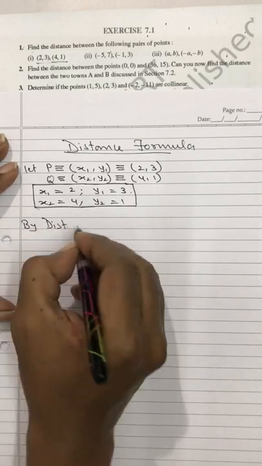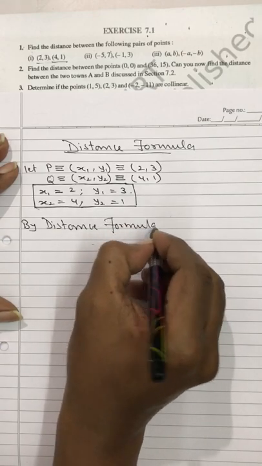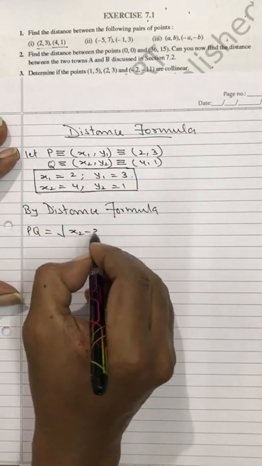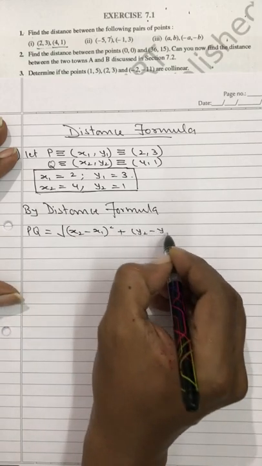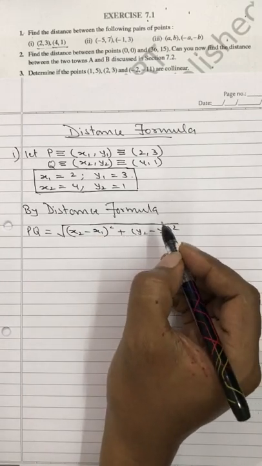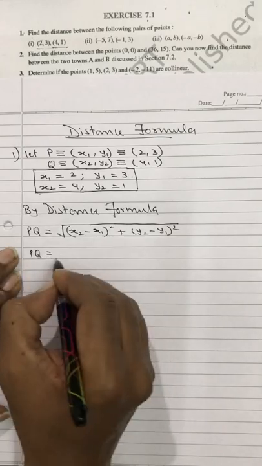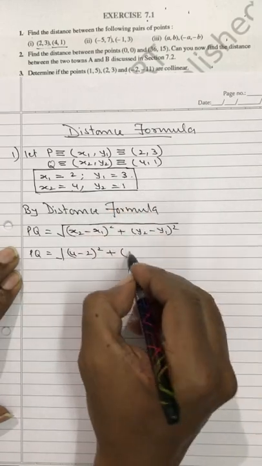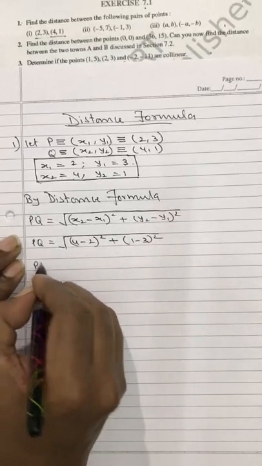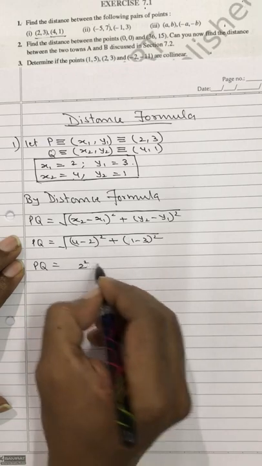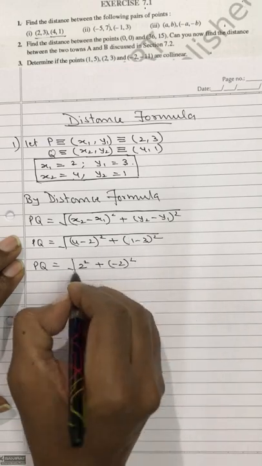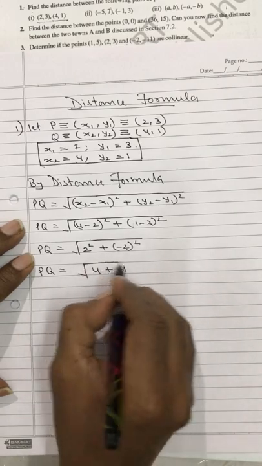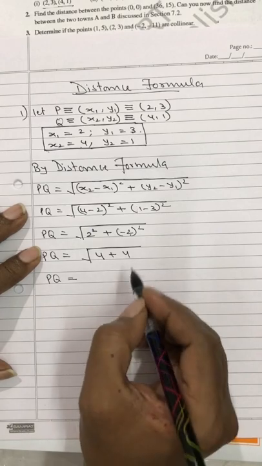I will write by distance formula. What do I get? PQ is equal to root of, all are positive, so I will take any one, x2 minus x1 the whole square plus y2 minus y1 the whole square, root of this. Okay, so when I solve this, I will get PQ. Now x2 minus x1 the whole square, x2 minus x1, 4 minus 2 the whole square plus 1 minus 3 the whole square, root of this. Then I will write PQ is equal to 4 minus 2 is 2 square plus 1 minus 3 will give you minus 2 the whole square, root of this. Then this PQ will be equal to root of 4 plus 4. Square of a negative number is also positive, 4. So PQ is equal to, what I will get is root 8.